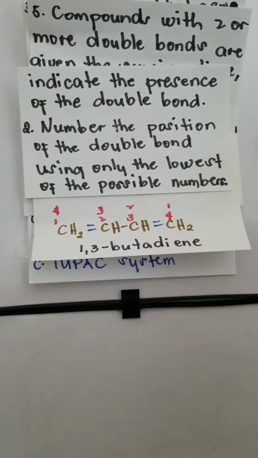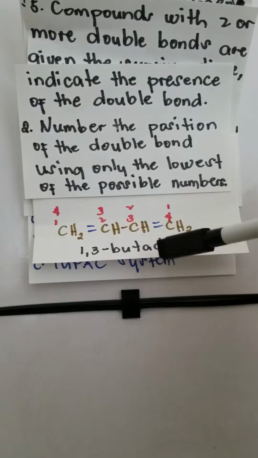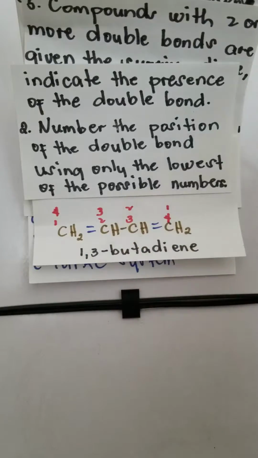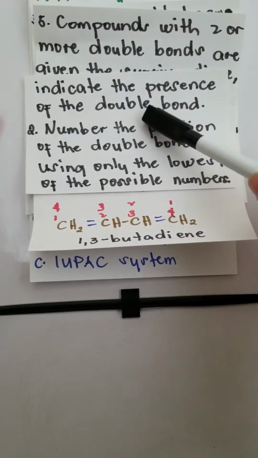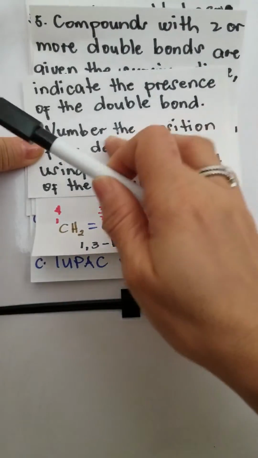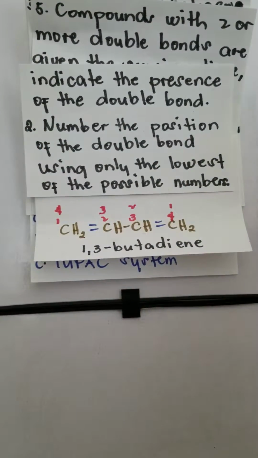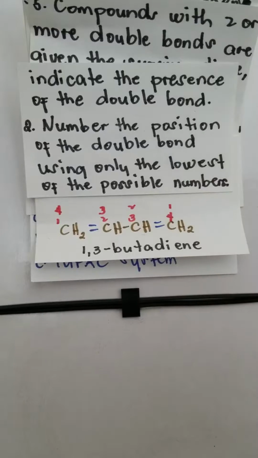What about if you have 3 carbons? Adiene meaning you have 2 double bonds present in the structure. What about if your structure has 3 double bonds? Yes, butatriene, if you have 3 double bonds present in the structure.